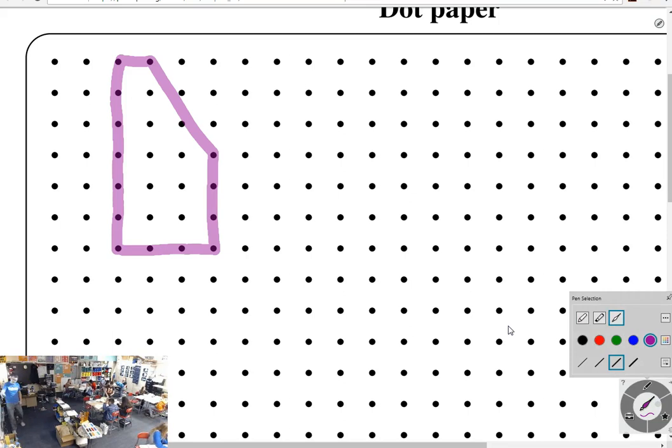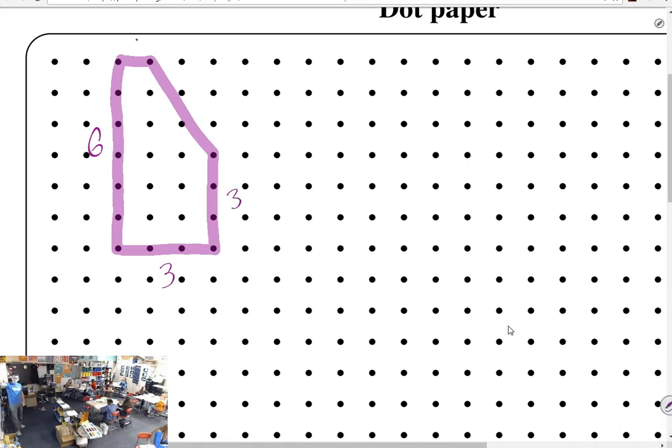What lengths do I have? What's my height here? 6. What's my width? 3. Height here? 1. And then that awkward diagonal. Don't try to give it a number. Who thinks they know what scale factor will make our life easy and make our shape smaller?